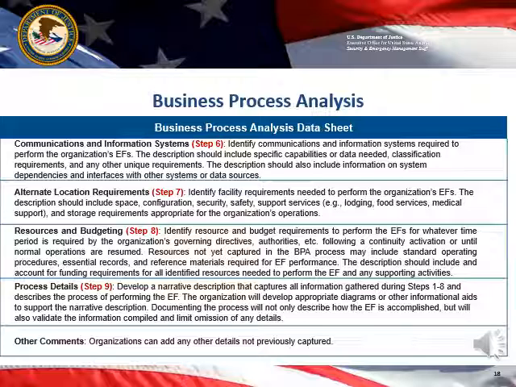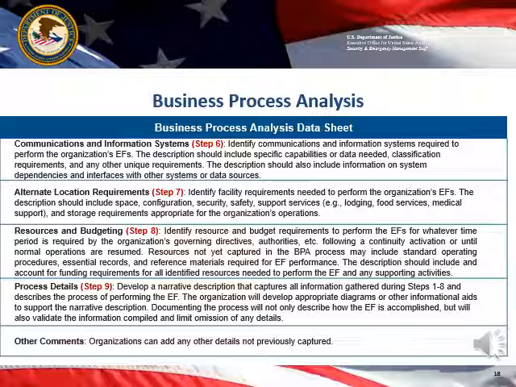Step 8 includes identifying resource and budget requirements to perform the mission essential function for up to 30 days following a continuity activation or until normal operations are resumed. Resources not yet captured in the business process analysis may include standard operating procedures, essential records, and reference materials required for mission essential function performance. The description must include and account for funding requirements for all identified resources needed to perform the mission essential function and essential supporting activities.